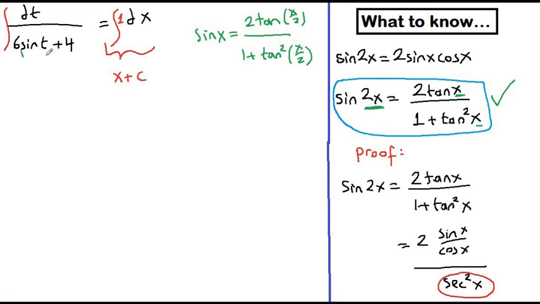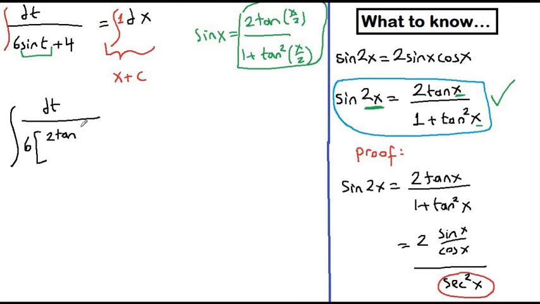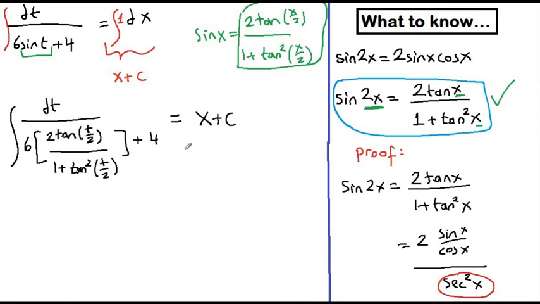Now we're going to replace sine of t with this, but we're going to use the t variable. Let's rewrite. We have integral dt over 6 times 2 tangent t over 2 over 1 plus tangent squared of t over 2, and we have plus 4 here. We don't worry about the right hand side. Right hand side is equal to x plus c, that we can use in the end.